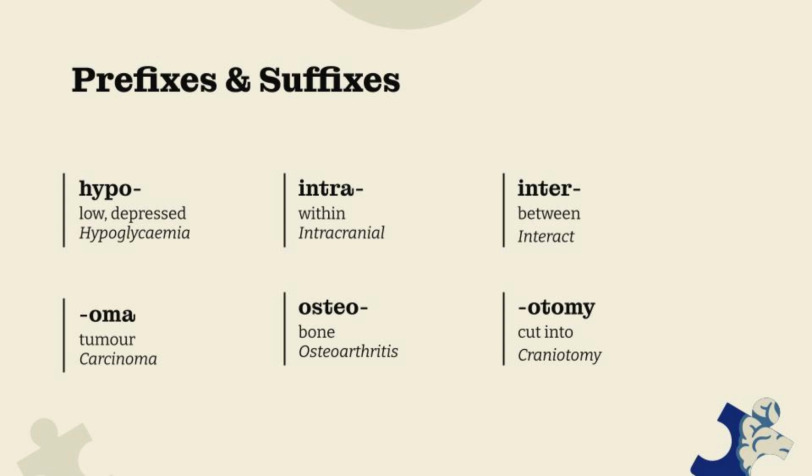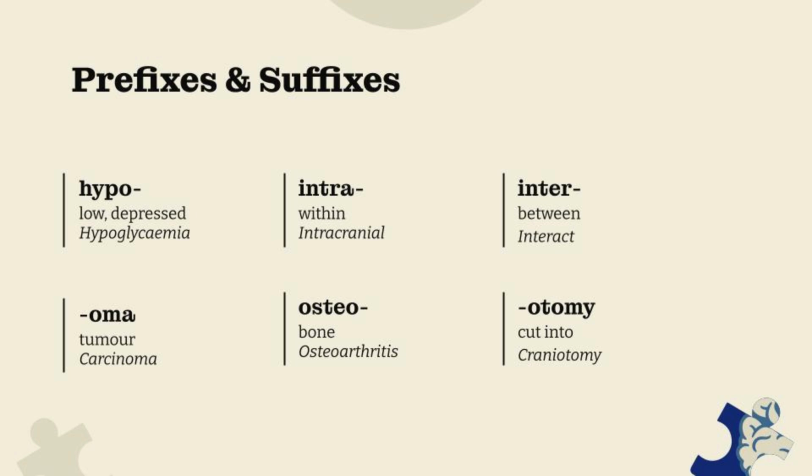Intra is within. For example, intracranial is an injury to the inside of the head. Inter is between. For example, interact, two people will interact, and that conversation is between them. Oma is a tumor, for example, carcinoma, which is skin cancer. And osteo is bone. So our example here is osteoarthritis, which is bone disease. And last but not least, we have otomy, which is cut into. So our example here is craniotomy, surgery on the brain.